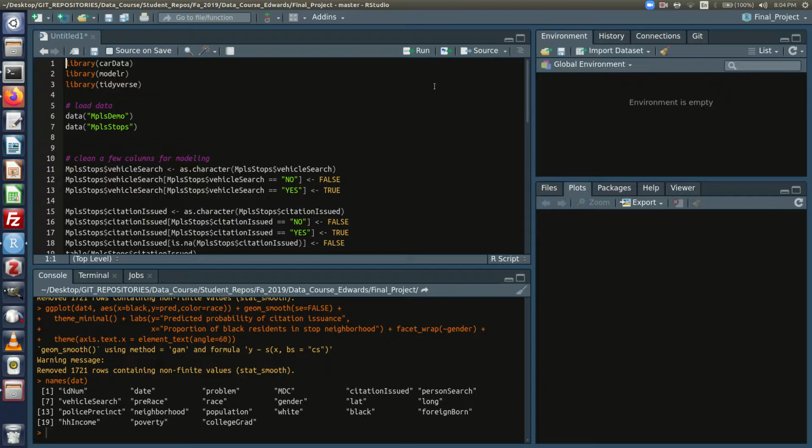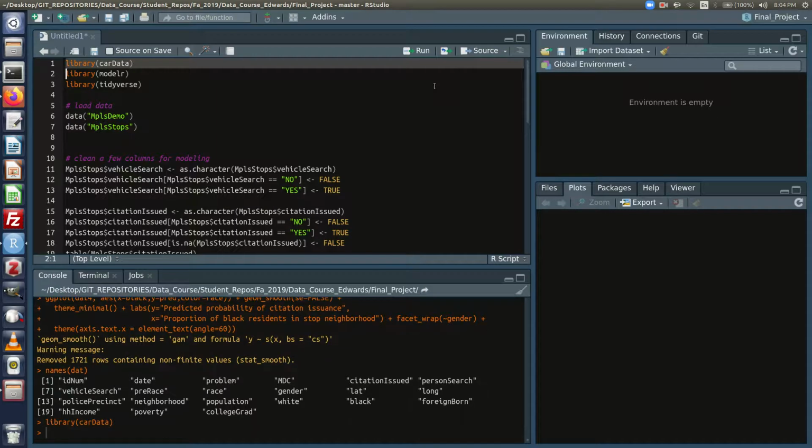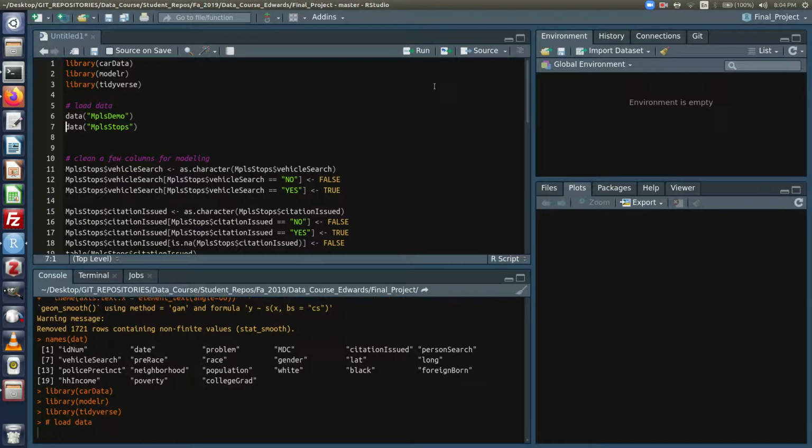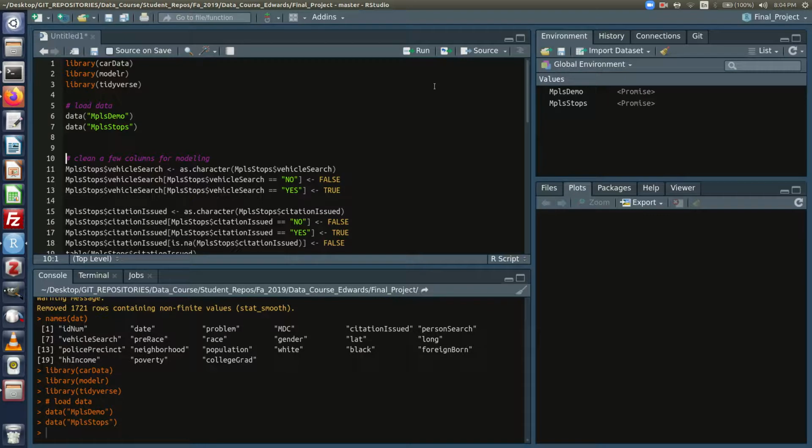Okay, one final demonstration of logistic regression. For this, we're going to be using our old friend, the MplsStops dataset, along with the demographic info. Those are found in the carData package. Load that up, load modelr for doing our predictions, tidyverse for cleanup. So we've got our data sets in there now.